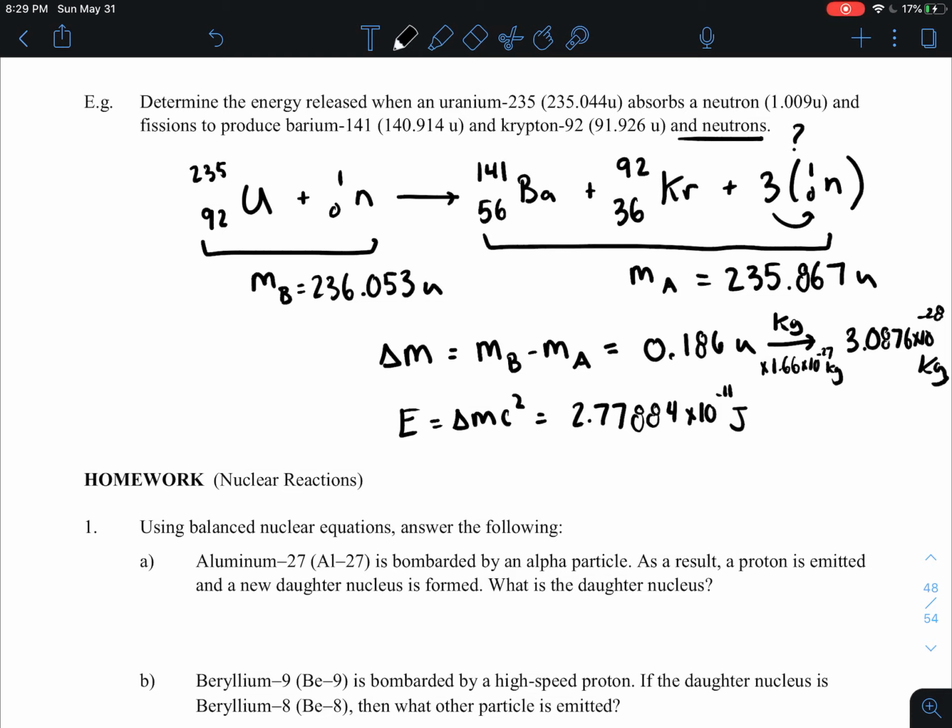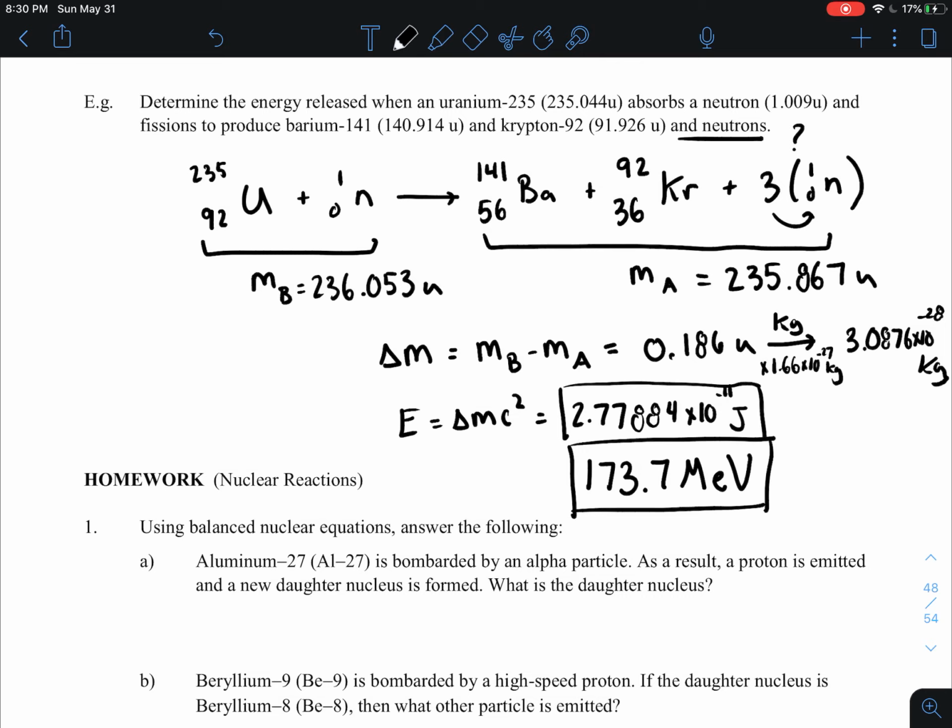For this case, if I wanted to solve out for the mega electron volts, I would then divide it by 1.6 times 10 to the negative 19, and I would get 173, let's just go 0.7 mega electron volts. So this is one way that you'll see an answer written down in mega electron volts. Technically, the joule one would be correct, depending on the question. In most cases, they'll ask for it in mega electron volts or in joules.